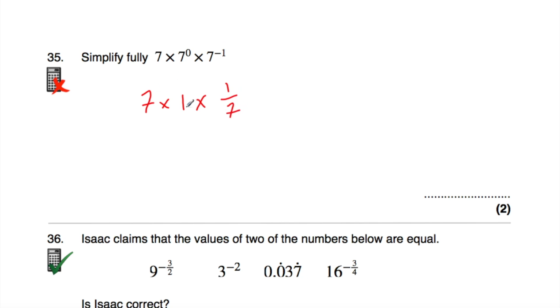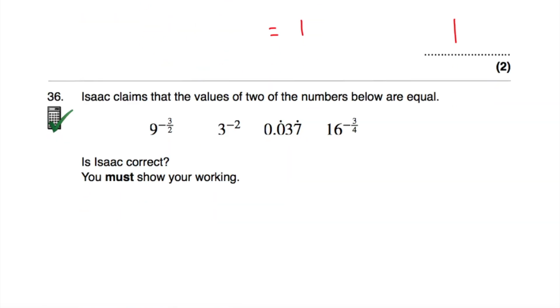Or remember, to the power of negative 1 means the reciprocal, and the reciprocal of 7 is 1/7. So we've got 7 times 1 times a 7th. So 7 times 1 is 7, times 1/7 would be 7/7. Because 7 times 1/7 would be 7/7, and 7/7 is 1, so the answer is just 1. Okay, let's look at our next question, question number 36.